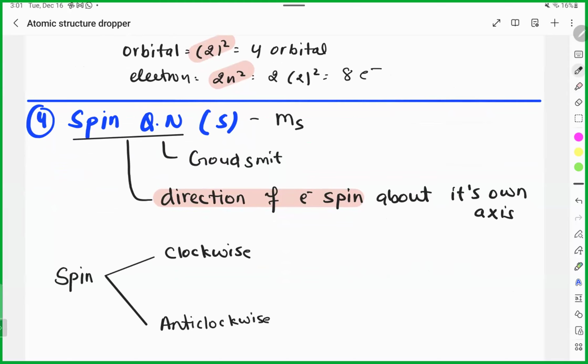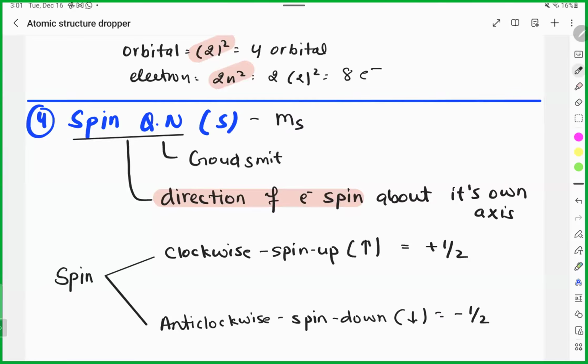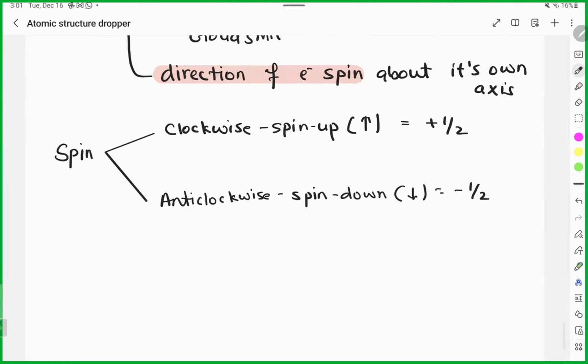This clockwise is known as spin up. You show it by this. And anti-clockwise is known as spin down. You show it by this. Usually it is shown by plus half, and this is shown by minus half. For example, in one orbital, you show it by this. It means one orbital has two electrons; if one is up, another is down.